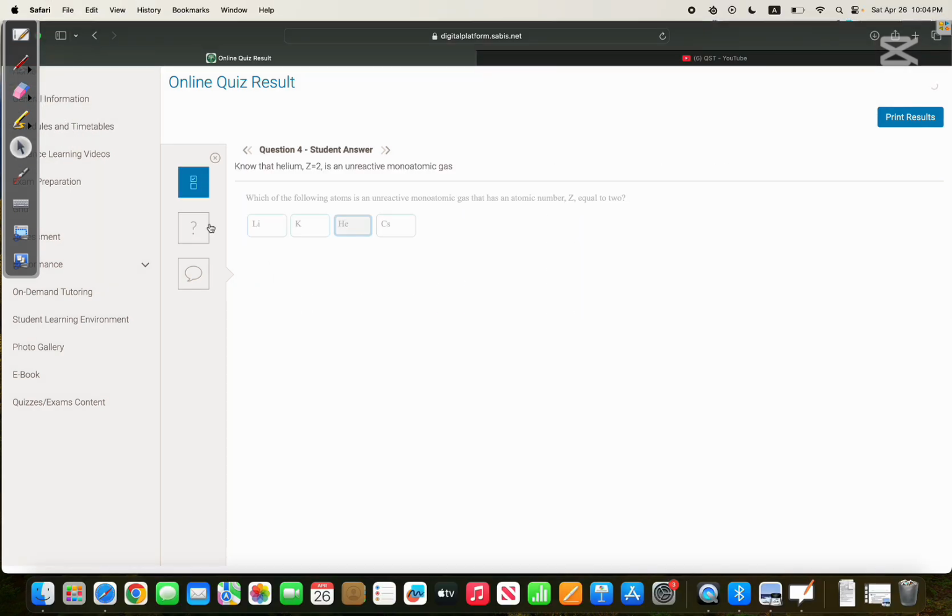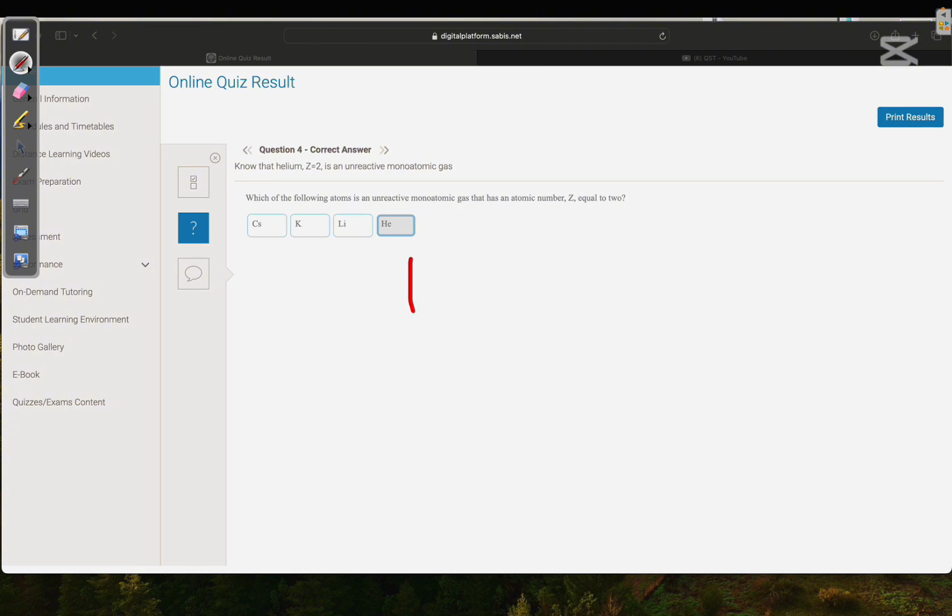Number 4. Which of the following atoms is an unreactive monoatomic gas that has an atomic number Z equal to 2? Z is, as we said, the atomic number, equal to 2. In the periodic table, it will be hydrogen with an atomic number of 1. Then in group 18, helium with atomic number of 2.